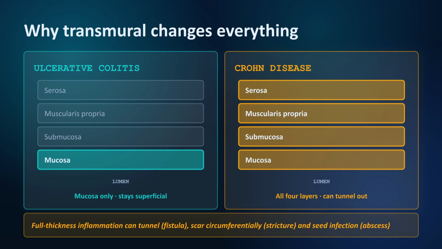Now think about what a full-thickness inflammatory process can physically do. It can tunnel out of the bowel and reach another organ. That is a fistula. It can scar all the way around and narrow the lumen. That is a stricture. And it can seed infection outside the wall. That is an abscess. Ulcerative colitis, staying in the mucosa, does none of those three things.